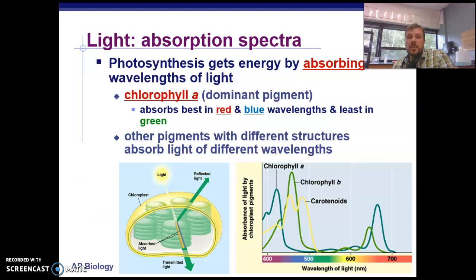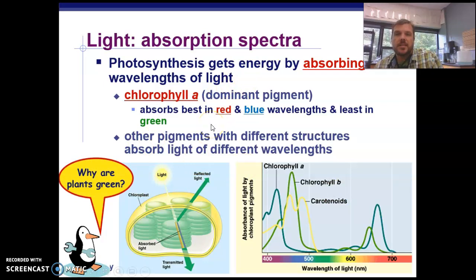There's a couple of different kinds of chlorophyll that we'll talk about, chlorophyll A and chlorophyll B, and they absorb and reflect at slightly different wavelengths in the electromagnetic spectrum, which you probably also talked about in your chemistry class. One of the things that's really interesting is that chlorophyll A absorbs best in red and blue, and least in green. So that's why plants are green. It doesn't absorb that green light, it reflects it, and that's why plants appear green to us.